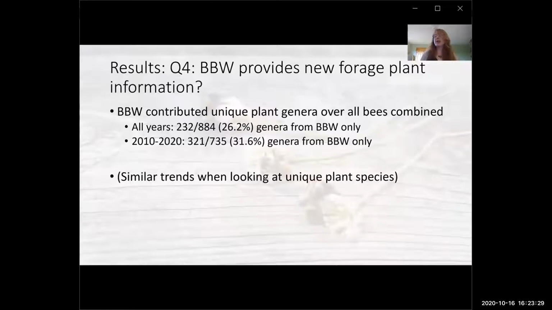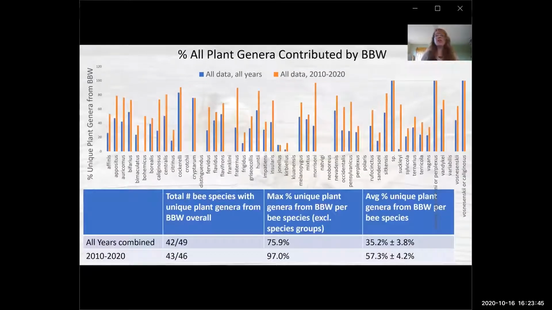So this is all the plants visited by bumblebees. If you just look at the knowledge we have of bumblebees from this data set, about a quarter of the data is brand new to science or to researchers due to Bumblebee Watch. And this is a similar trend to looking at unique plant species as well. When you look at percent plant genera on a per bee species basis, again, you see this variation between species.